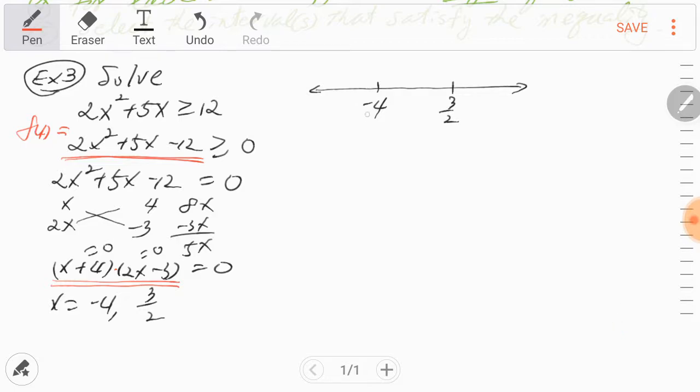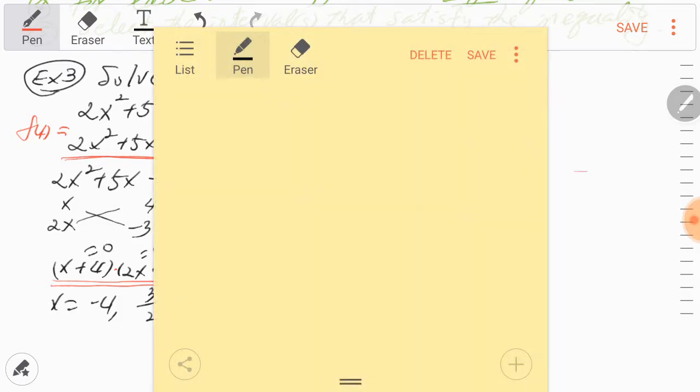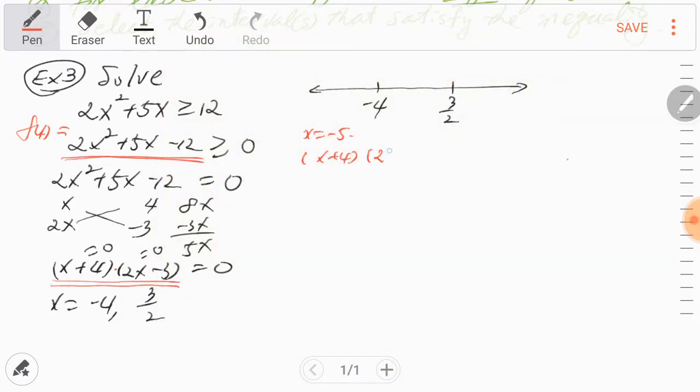So negative 4. So let's try negative 5. Let's try x equals negative 5. Then, okay, here is x plus 4 and 2x minus 3. And then let's find the sign only. So if x is negative 5, then this will be what? Negative 5 plus 4 is negative. So 2 times negative 5 is negative 10, minus 3 is negative. So negative times negative is positive. So this one is positive.